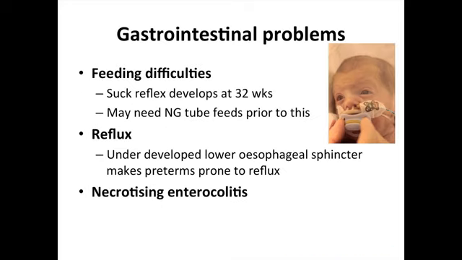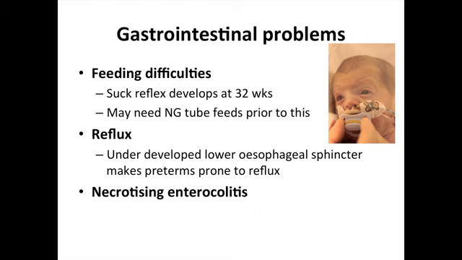Gastrointestinal problems include feeding difficulties. The suck reflex doesn't develop until 32 weeks. So if you're born at less than 32 weeks gestation, you're more than likely going to need a nasogastric tube to receive your feeds. Premature babies are more prone to having reflux due to an underdeveloped lower esophageal sphincter, and this makes them more prone to reflux.